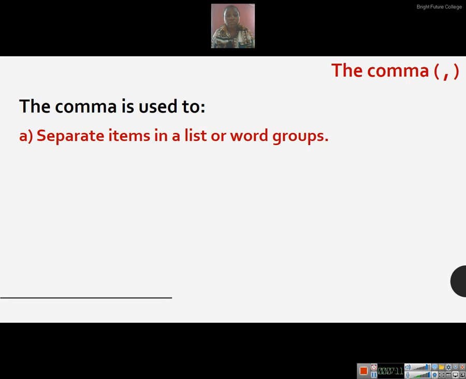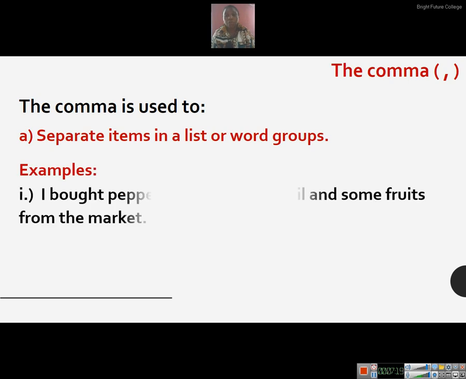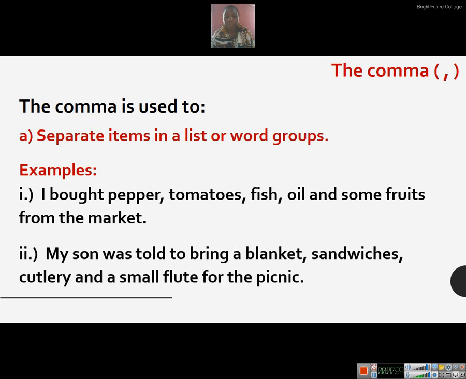Now the comma is used to separate words in a list or items in a list or group of words. For example, if I say, I bought pepper, tomatoes, fish, oil, and some fruit from the market. Now, I have listed those things I bought. I am going to use commas to make the reader know that all of these things I bought are different.